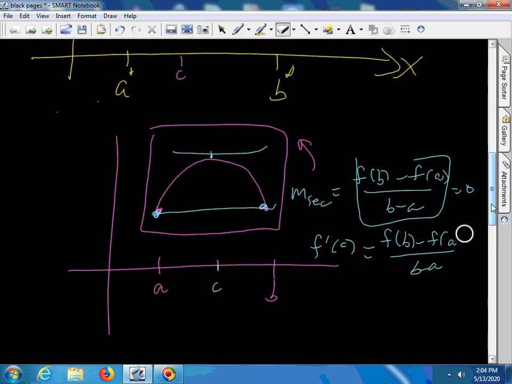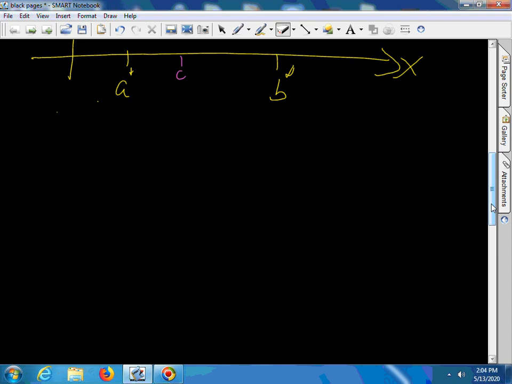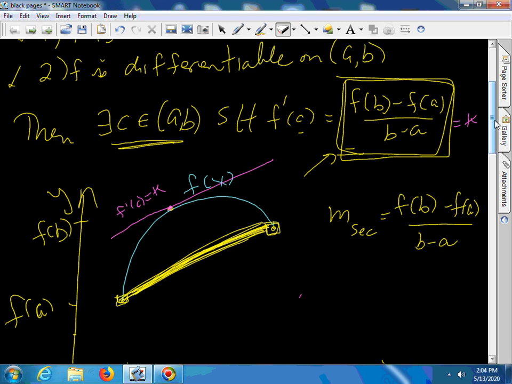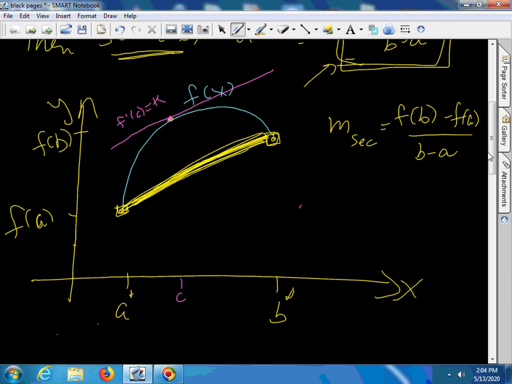It would be good if I could somehow find another function, call it h of x, where h of a is 0 and h of b is 0. Let's look at this height, and call that height h of x. At x equal a, h of a is 0. And as I look at the heights as they get closer and closer to x equal b, the height's going to be 0. That is, however we define h of x, h of a will equal 0 and h of b will equal 0. Sounds like Rolle's theorem.